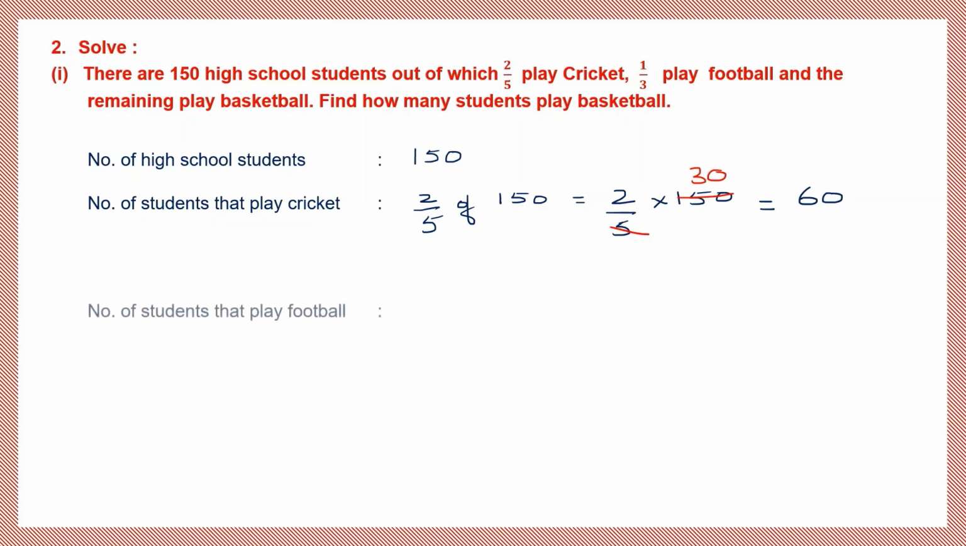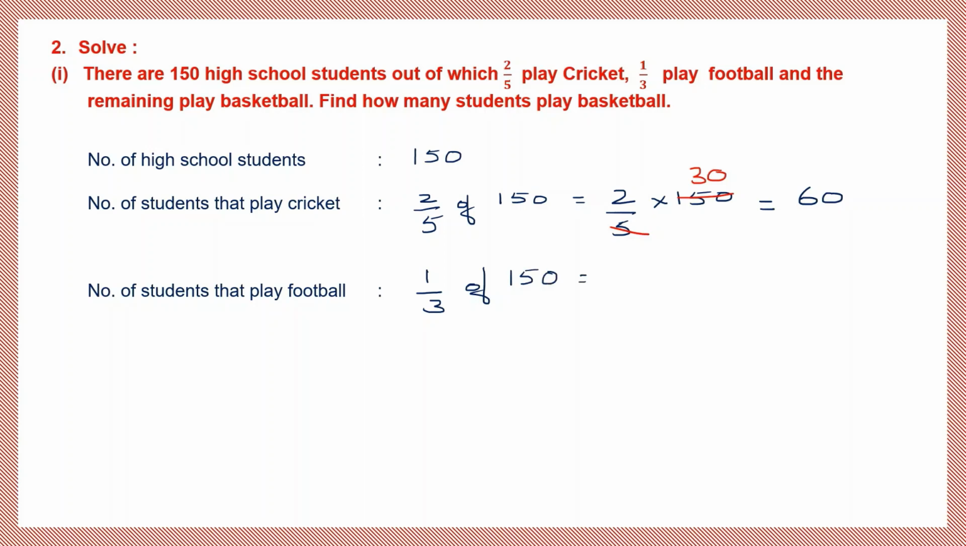Then number of students that play football. Here it says 1/3 of them play football. That means 1/3 of 150 students. So let's find out how many that is. 1 by 3 into 150. Here also we can cancel. 3 5s are 15, so 3 into 50 is 150. So that means we have 50 students that play football.